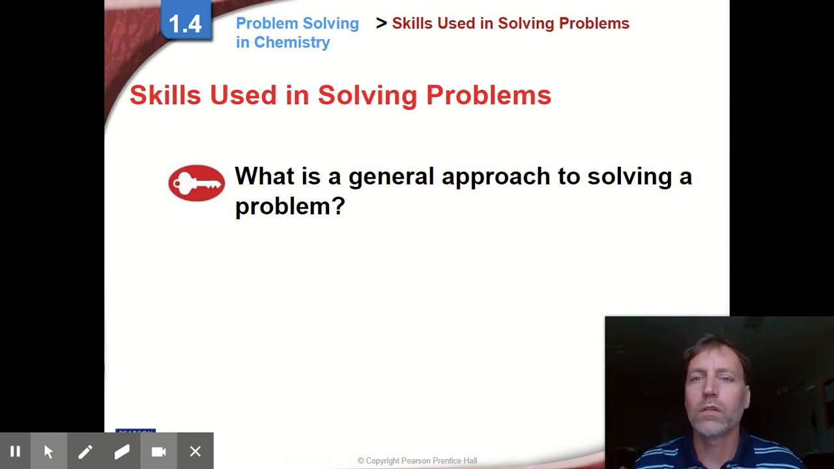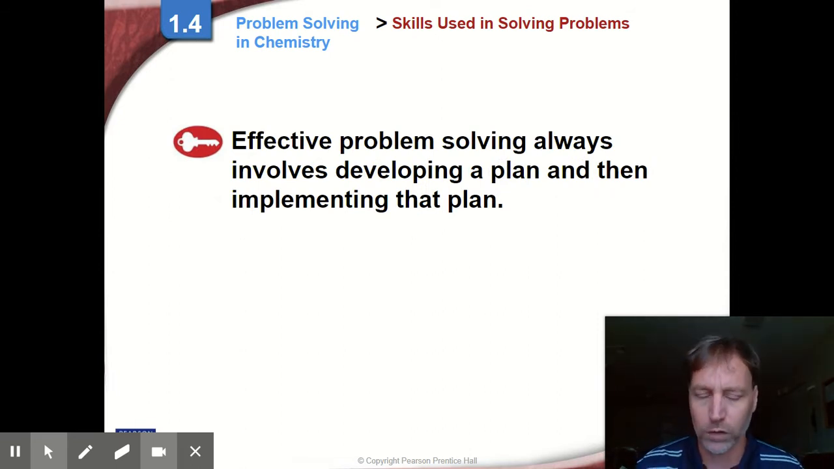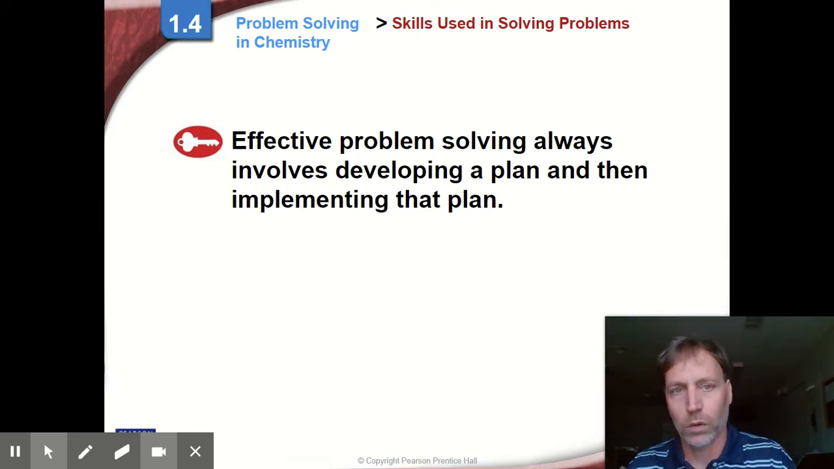So what is a general problem solving strategy? An effective problem solving strategy always begins with developing a plan. You've got to have a plan, and then implement that plan. I call it plan the work, then work the plan. Plan the work, then work the plan.